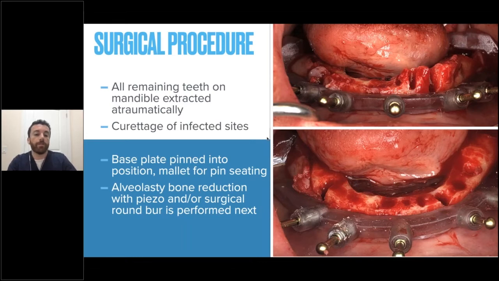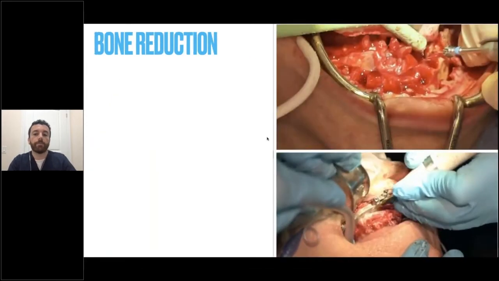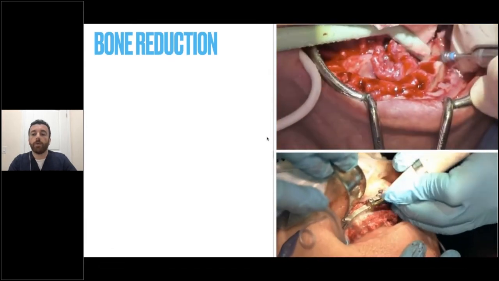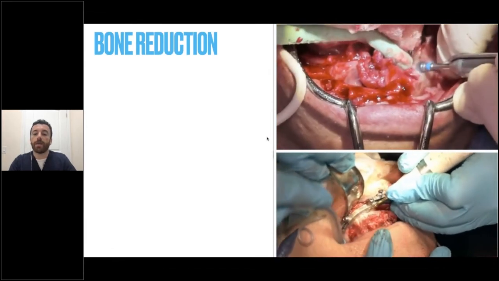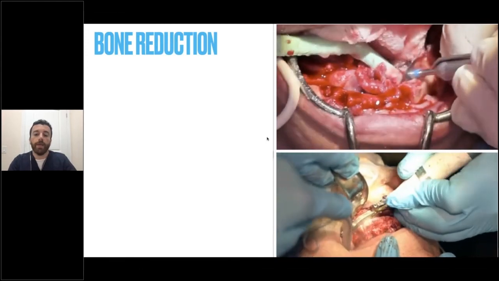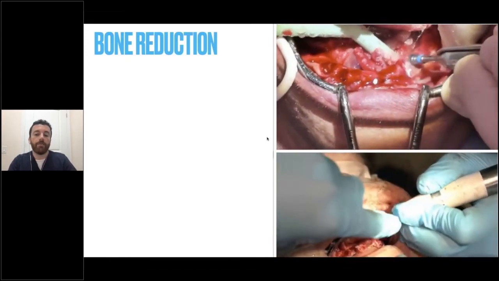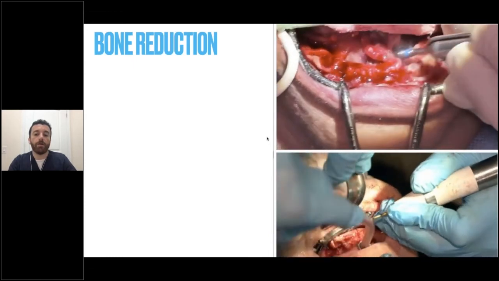The bone reduction is done with two methods, either using a piezo or using a surgical round burr, which is a bit quicker. Just to illustrate, from the past two cases, one was done freehand, the other one was done using a guided approach. The piezo does coagulate the area a bit better, so you have less bleeding, but it does take longer in terms of bone reduction.